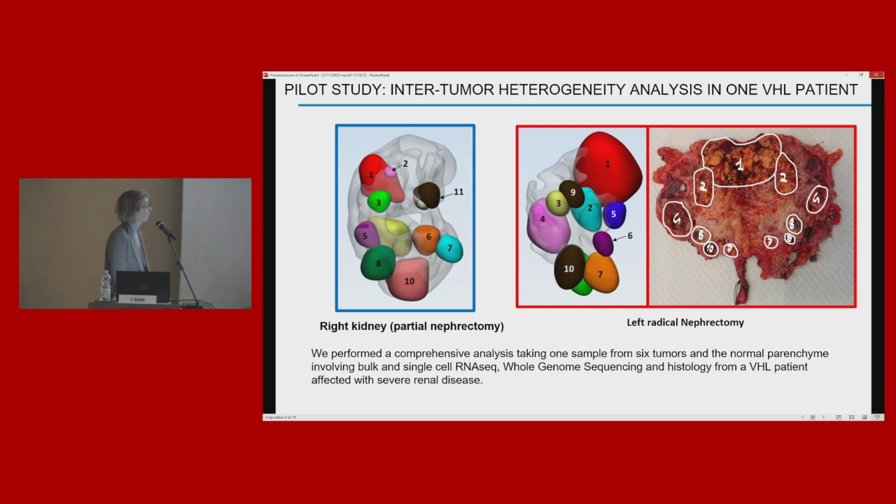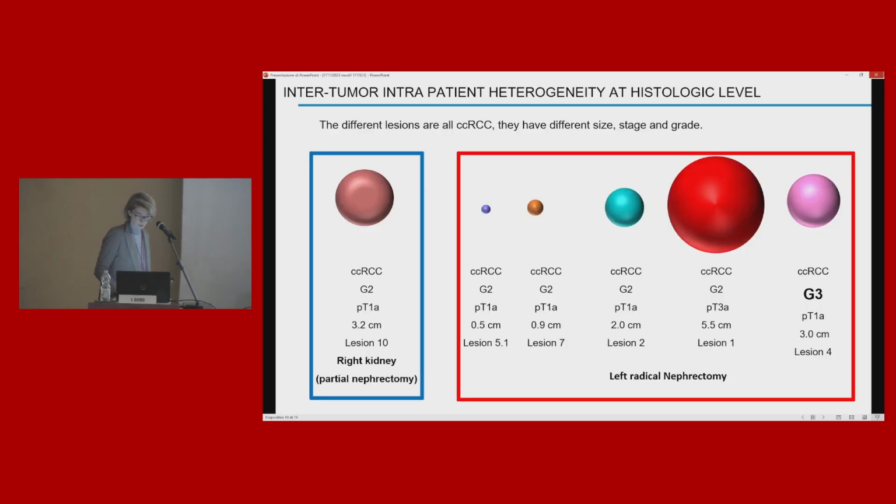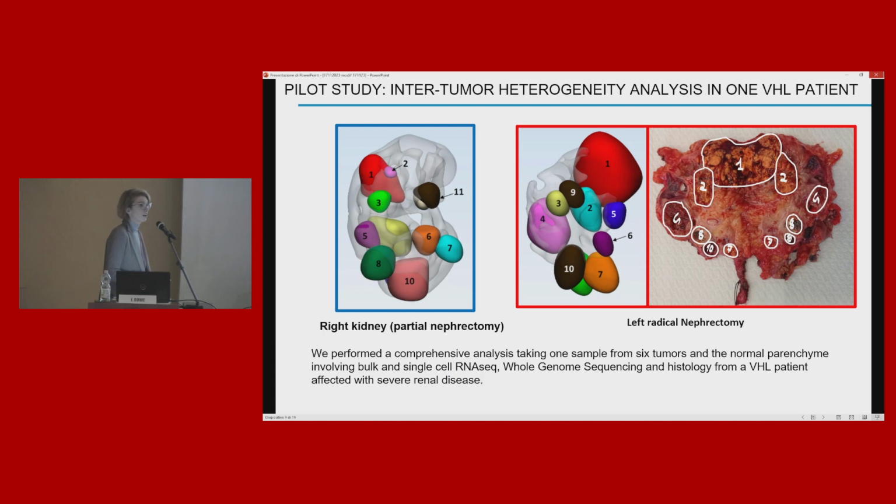So we took 5 tumors from the left kidney and 1 tumor from the right kidney, and one part of the normal parenchyma, and we did single-cell RNA-seq, bulk RNA-seq, whole genome sequencing, and we also took a piece for histologic and pathologic analysis, for one sample for each of the tumors and for the renal parenchyma.